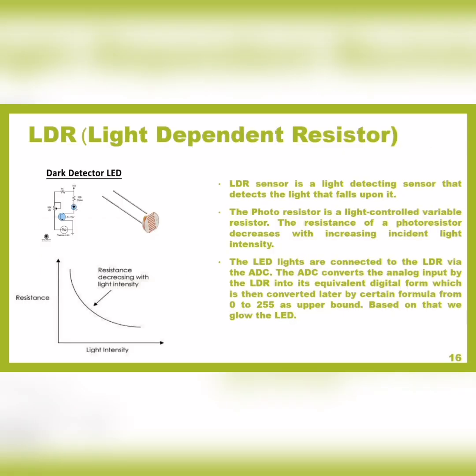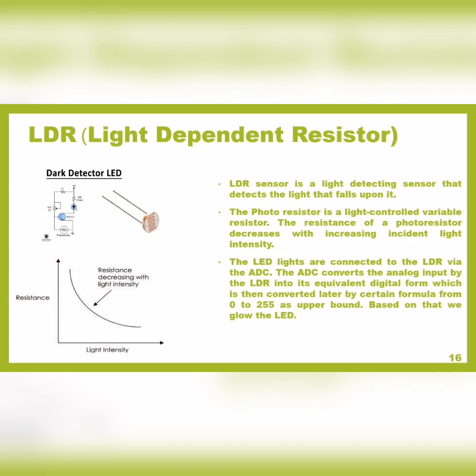Now let us discuss LDR, light dependent resistor. LDR sensor is a light detecting sensor that detects the light that falls upon it. The photoresistor is a light controlled variable resistor. The resistance of a photoresistor decreases with increasing incident light intensity. The LED lights are connected to the LDR via the ADC.